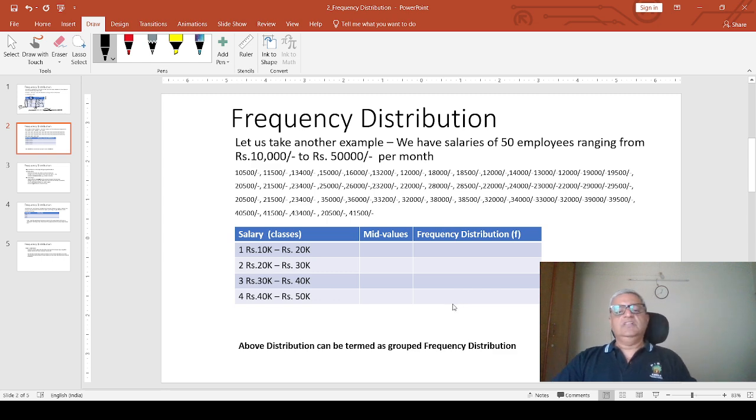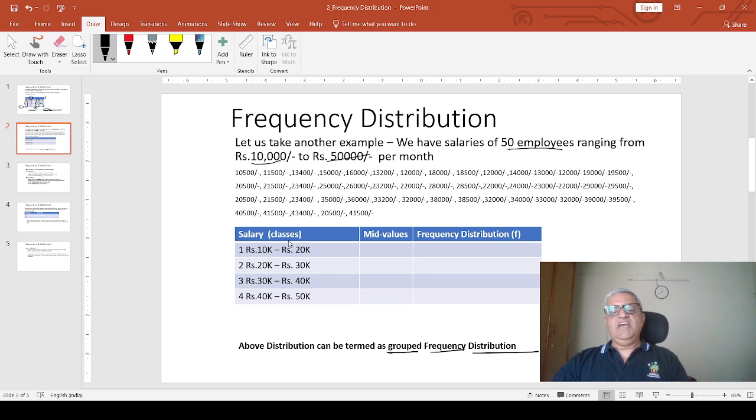Let's move on and see another example, and this example is for grouped frequency distribution. We have salaries of 50 employees, and these salaries range from 10,000 to 50,000. To do it faster, I have sorted the salaries in the data so that I can quickly count.